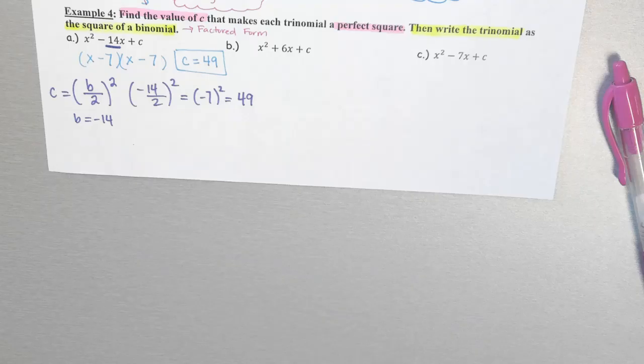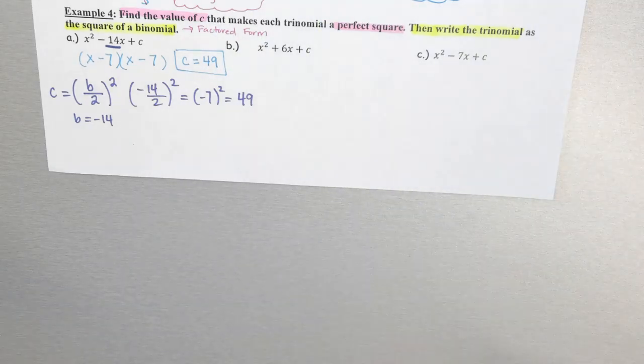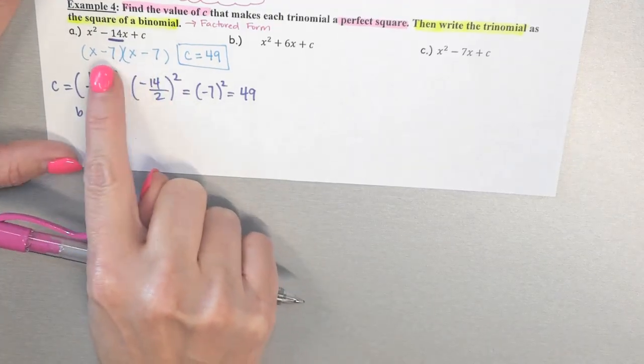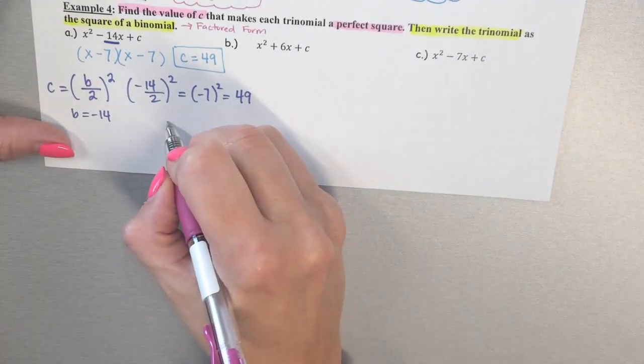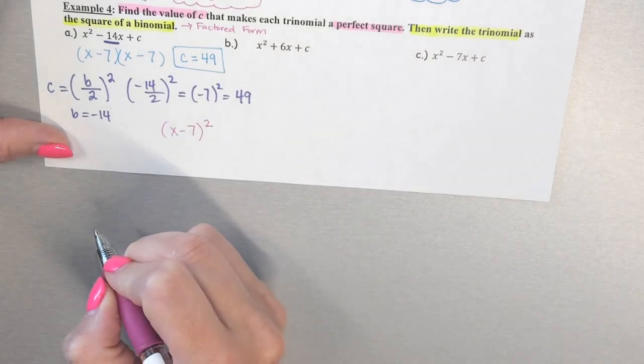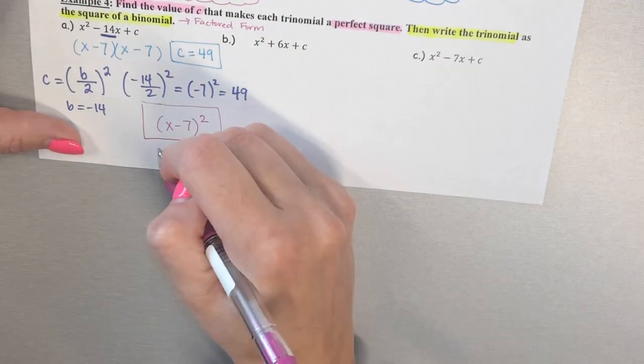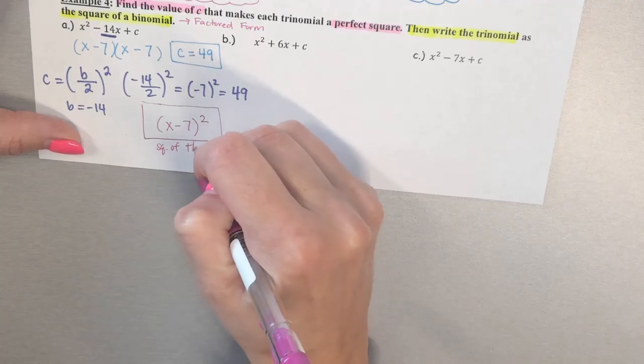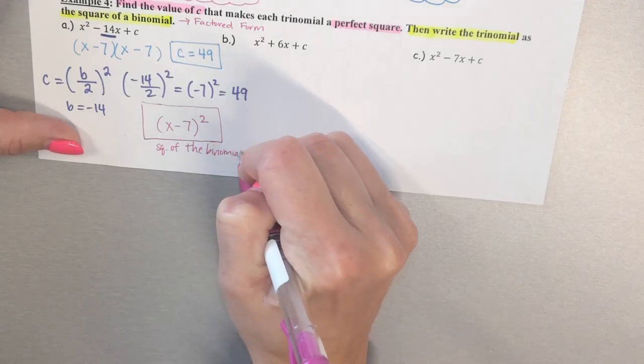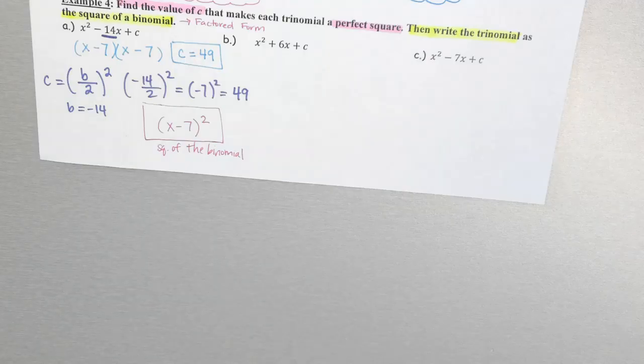Okay, and that is what we did. We were asking ourselves, okay, what number plus what same number would be negative 14? Okay, we just cut that in half to find it. Then we multiplied it together, which is going to be the same thing as squaring it. And then the final thing we have to do is write this in factored form. So if we write x minus 7 times x minus 7 in factored form, it's just going to be x minus 7 squared. Okay, this is the square of the binomial. Okay, those are the two things I asked you to do.